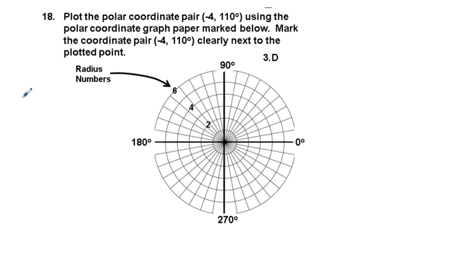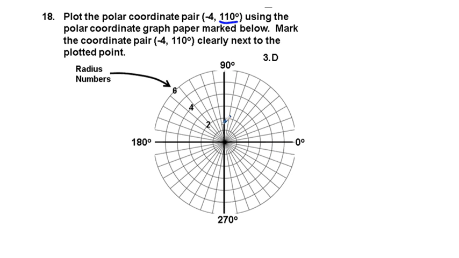Problem 18. Plot the polar coordinate pair, -4, 110 degrees, using the polar coordinate graph paper marked below. Mark the coordinate pair, -4, 110 degrees, clearly next to the plotted point. So first thing we'll look for is this angle, 110 degrees. And so we have this marked pretty well.